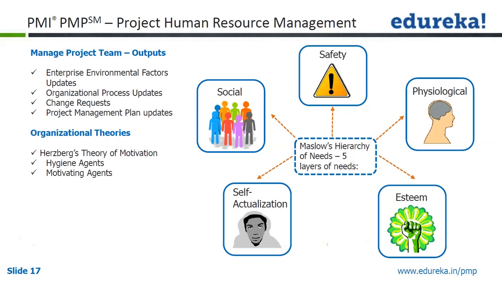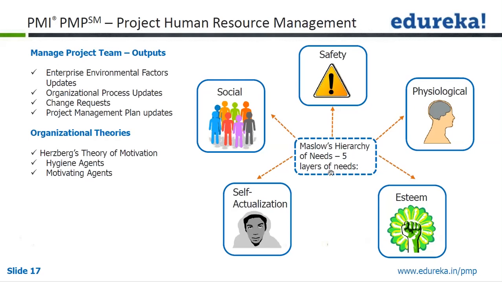Motivating agents are something like getting various challenging roles and those kinds of things. We are going to see examples in subsequent slides, so I'm just giving you the overview of the organizational theories. So the first one we discussed is Herzberg's theory of motivation. The second one is about Maslow's hierarchy of needs.